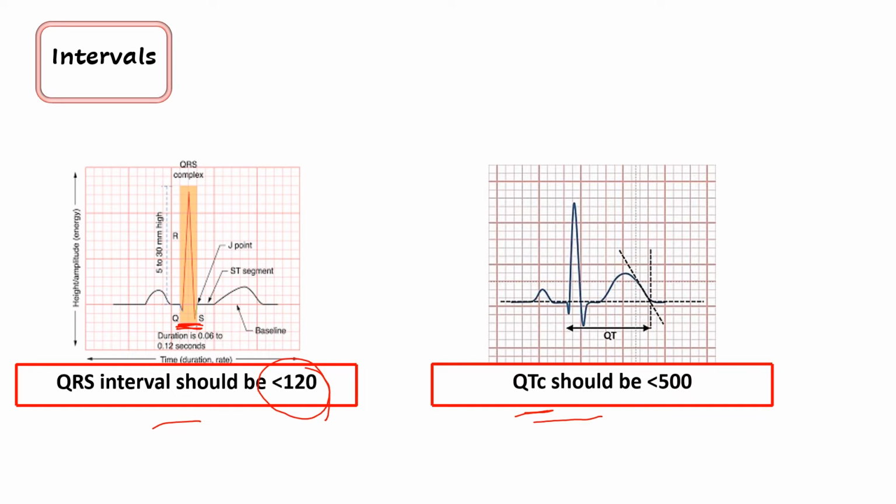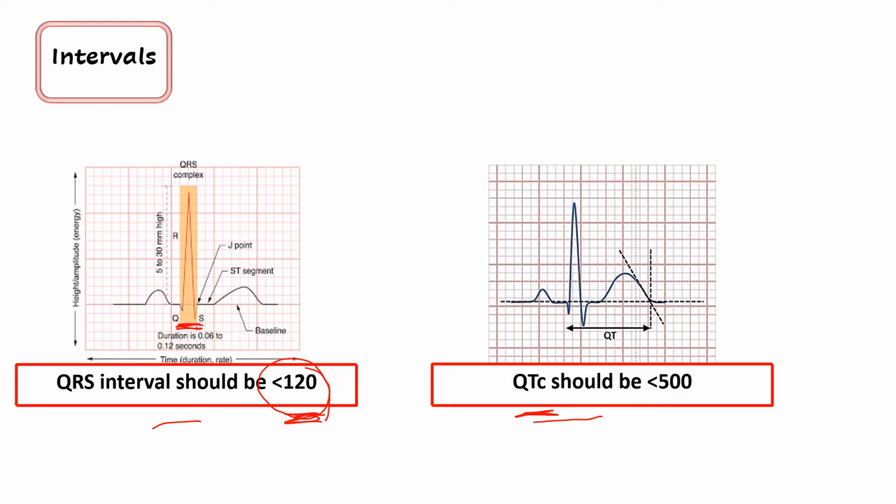Your QRS should be less than 120. A wide QRS has a lot of other implications that you need to think about. But if it's less than 120, you're probably good to go. The next one we look at is QTC.